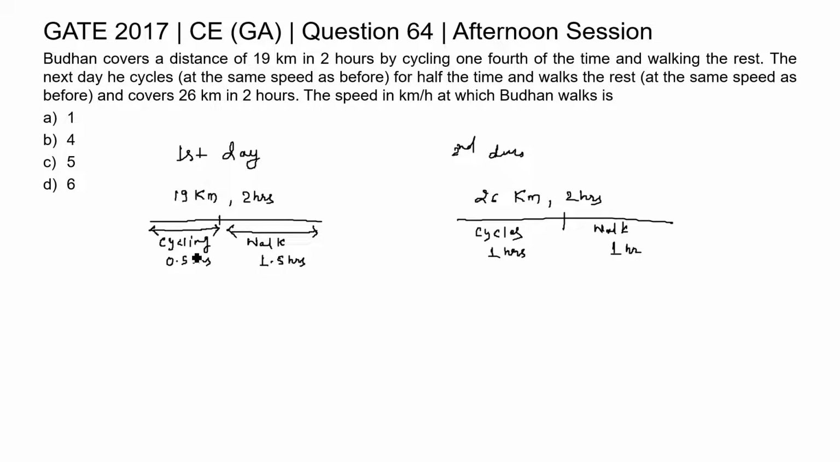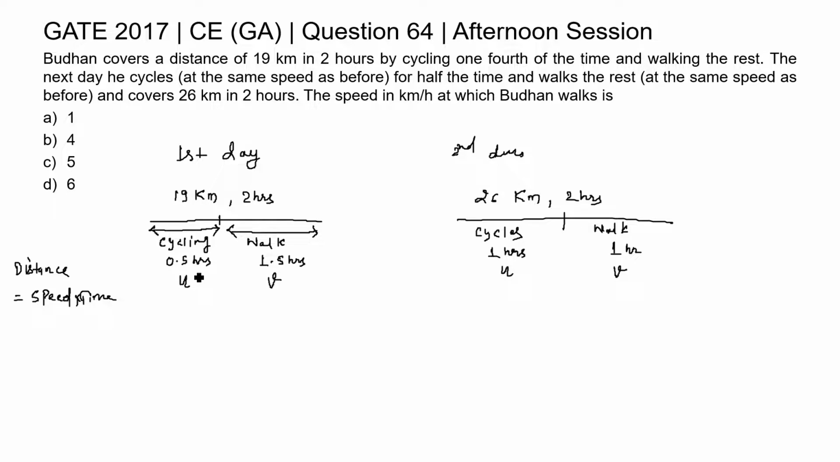So suppose the speed of cycling is u and the speed of walking of Buddhan is v. Since the speed is the same as before for both days, for cycling the speed is u and for walking the speed is v. So since we know distance is equal to speed into time, now just rewrite this statement as an equation.